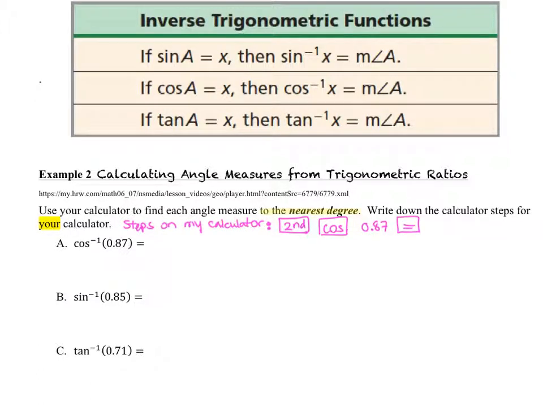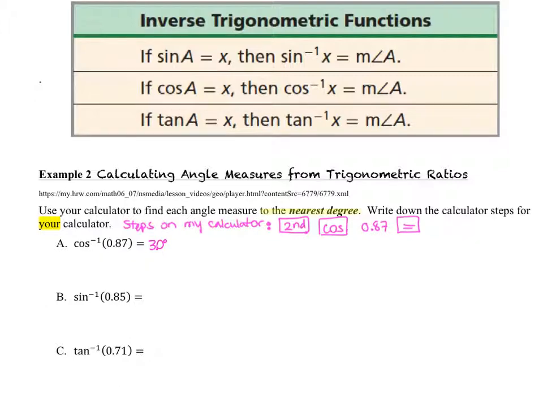So the steps on my calculator are the second key, the cosine key, the number 0.87, and then the enter or the equals sign. And I get 29.5413605. But the instructions say to find the angle measured to the nearest degree. Properly rounded, the answer is 30 degrees.